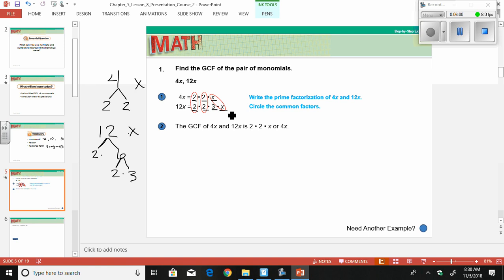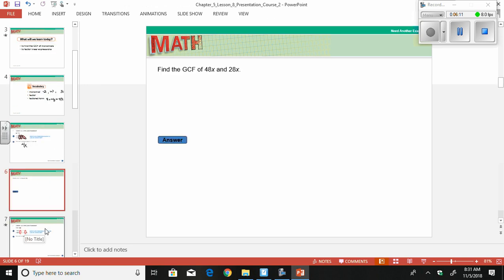So what do they have in common? They have 2 2's and an x. So 2 times 2 is 4 times x. So what they have in common is 4x. 48x and 28x, find the GCF. So 48x, I'm going to start with 2, so that's 2 and 24.